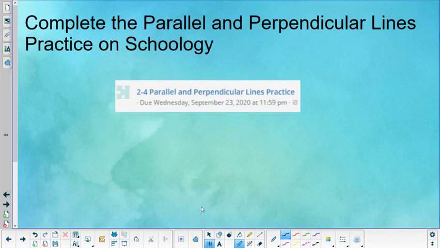So your task for today is completing the parallel and perpendicular lines practice that's on Schoology. It is in today's folder. It looks like this. It is some multiple choice. There's some drag and drops. But if you have any questions, please feel free to visit me in our classroom. I am there available for help and questions.